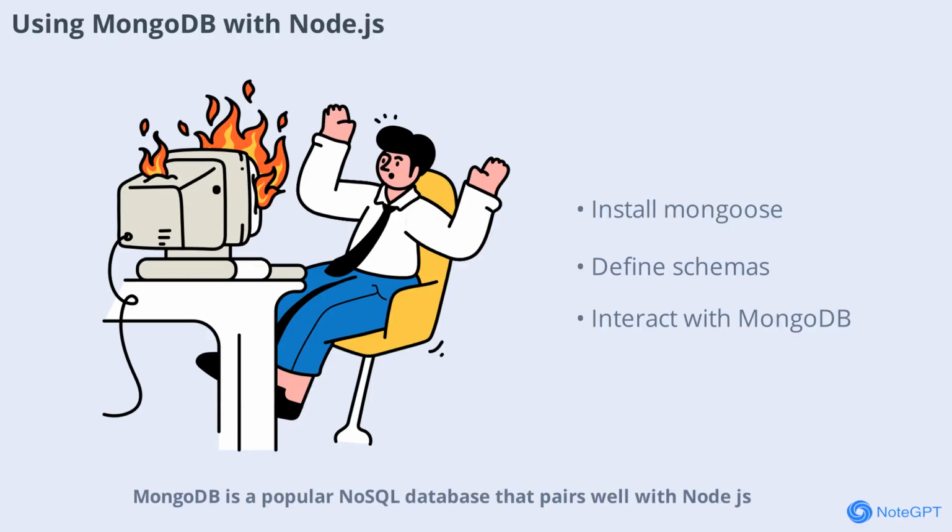MongoDB is a popular NoSQL database that pairs well with Node.js. With the Mongoose package, you can define schemas, create models, and interact with your database using JavaScript. This makes it easy to store and retrieve complex data structures, supporting everything from simple apps to large-scale projects.